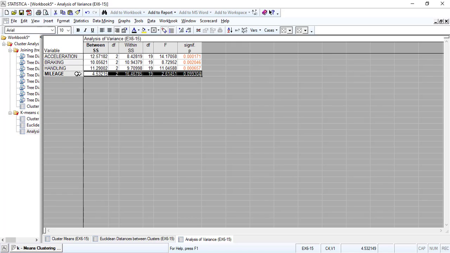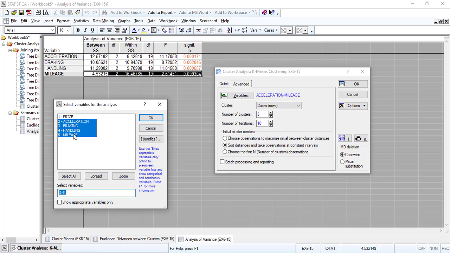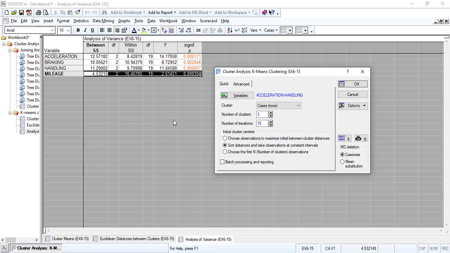But how about the others? Acceleration, braking, handling will be good. So when you stop here, you can go back and choose just the 3 variables to do the clustering, which will be better. Forget the mileage. Or you want to continue, it doesn't matter, you can show the ANOVA and grade of mean.